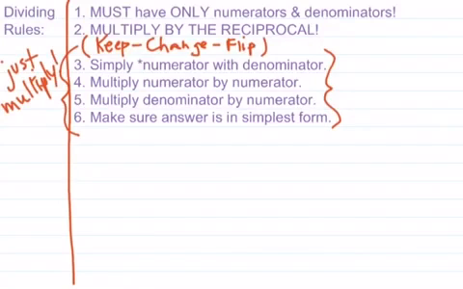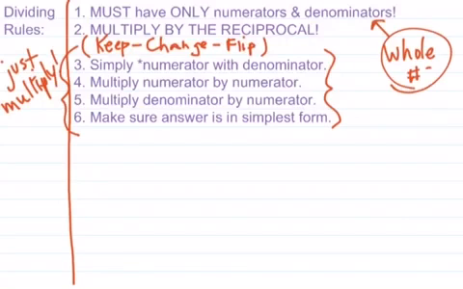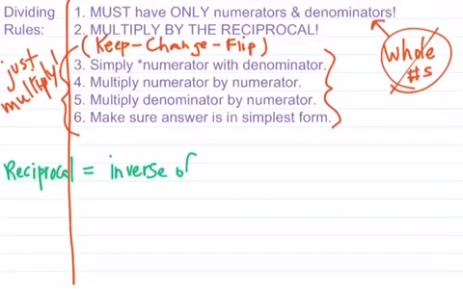Okay, and again, I want you to notice this first step. Go ahead and write down again, whole numbers are no. We've got to change all whole numbers to improper fractions. Okay, just like we did with multiplying. Okay, so one more thing I want you to write down here is reciprocal. Write that over to the left of your line. Reciprocal. And this is the inverse of a fraction. The inverse of a fraction.